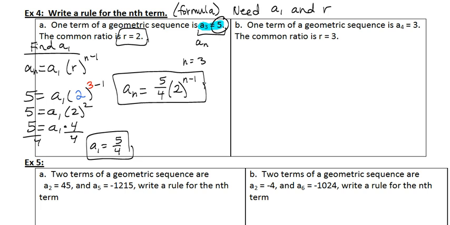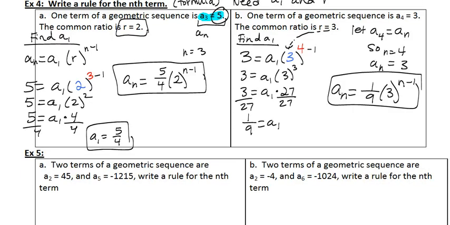Why don't you pause the video and please try part B on your own, and when you're done, unpause and I'll have the answer revealed. All right, you should have gotten a1 is 1/9, and so my rule for the nth term, or my formula, ends up being term n equals 1/9 times 3 to the n minus 1 power.